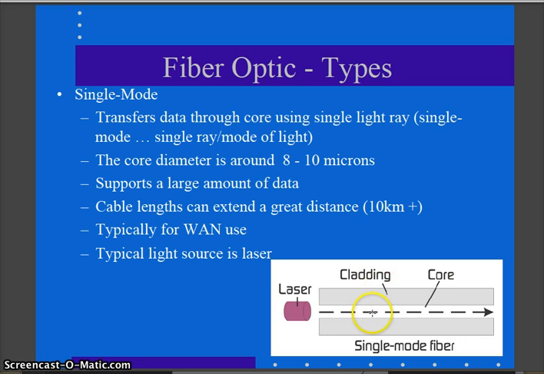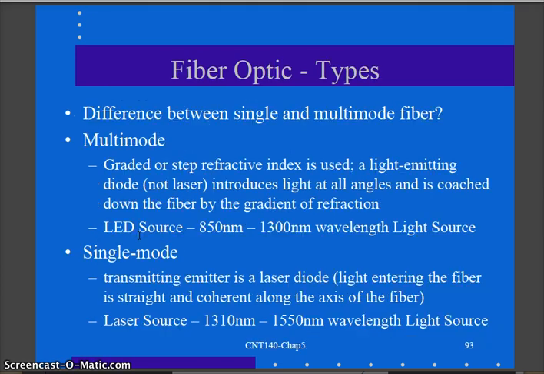I have a super small core and a super fine directed beam of light, so I'm not giving it room to expand, so it can go great distances. Well, we're in the tens of kilometers plus, easily. So I'm typically going to find this for WAN use, single mode fiber for WAN use.